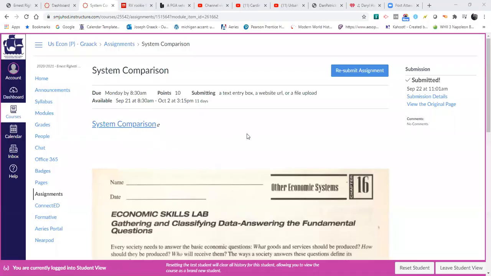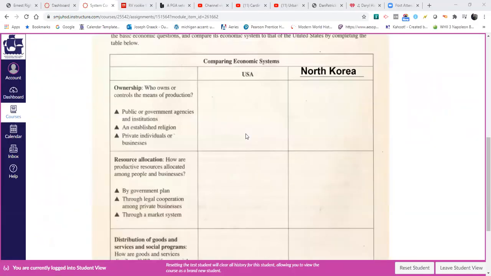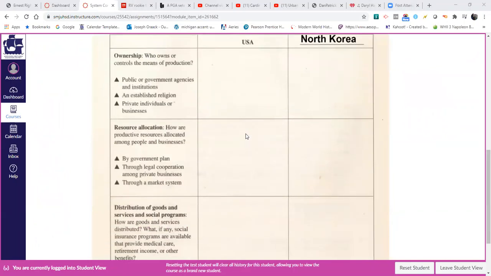And as you can see here, we're going to do a system comparison real quick, just to make sure that we understand the difference between, say, a command or centrally planned, and then the extreme to that, which would be a market system. All right. So in a system comparison, we're going to take a look at the United States and North Korea. Who owns or controls the means of production, which is just another way of saying factors of production? How are those resources allocated? And then once we have finished goods and services, how does that distribution take place?